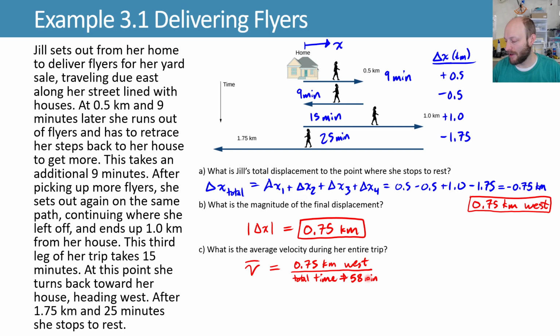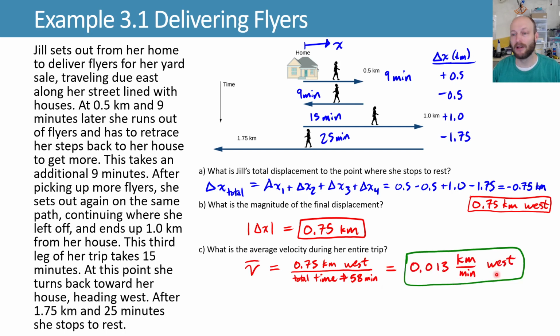And when we calculate that, we get 0.013 kilometers per minute to the west. Now this is a velocity, that's a vector quantity, so you always have to have a magnitude with units and a direction to the west. You could have also written this as negative 0.013 kilometers per minute in the x direction.